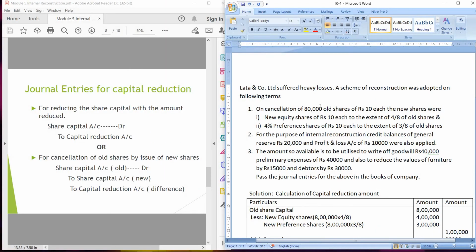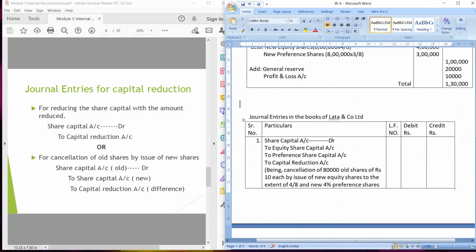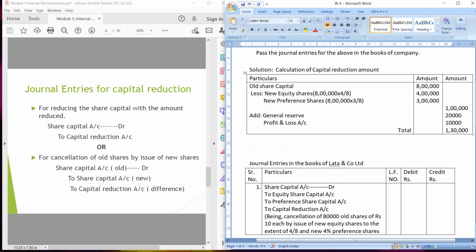So first you have to cancel the old shares, and in its place you are issuing equity shares and preference shares. So we have to pass this entry for cancellation of old shares by issue of new shares. So first we will take share capital account debit. Our old share capital is 8 lakhs as we have calculated here. Then to equity share capital. Our new equity share is 4/8 of the old equity share capital, which we have calculated here. It is 4 lakh rupees. Next to preference share capital, our new preference share capital is 3 lakhs.